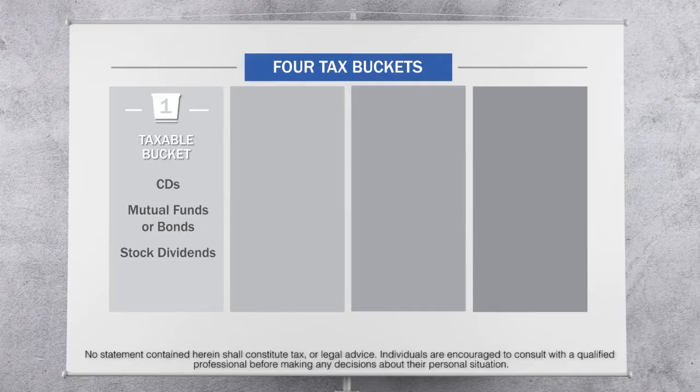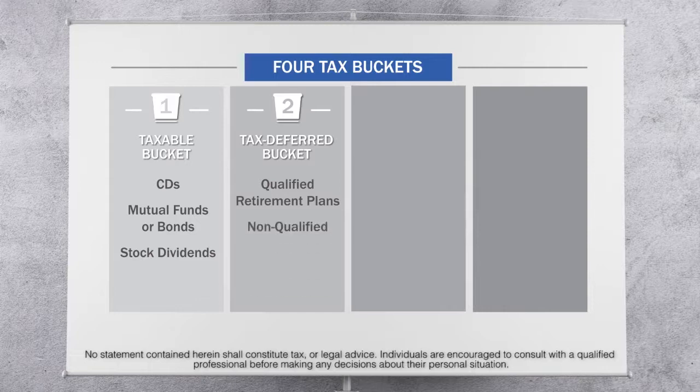The second bucket is your tax-deferred bucket. Generally speaking, there are 3 primary vehicles that fall in the tax-deferred bucket. Qualified retirement plans like your 401k plans, 403bs, 457s, and IRAs would fall in this bucket. Non-qualified annuities also fall into this bucket, as well as savings bonds. Those are all tax-deferred, so they're all going to fall into bucket number 2.